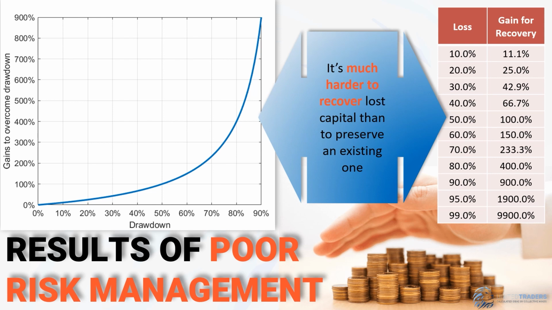The results of poor risk management. This graph and the corresponding table show the required profit percentage on an account value to make up for a drawdown. As can be seen, it's much easier to recover from small losses than large ones. A 50% drawdown requires a 100% gain to recover the losses. The relationship is exponential, demonstrating how much more important it is to preserve capital than it is to have large winners.